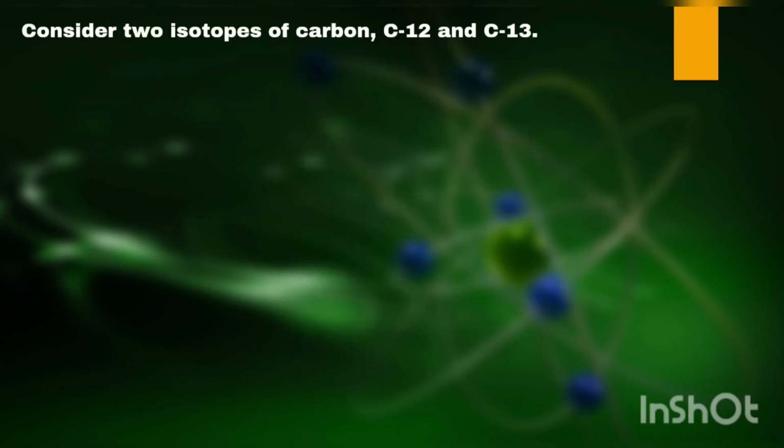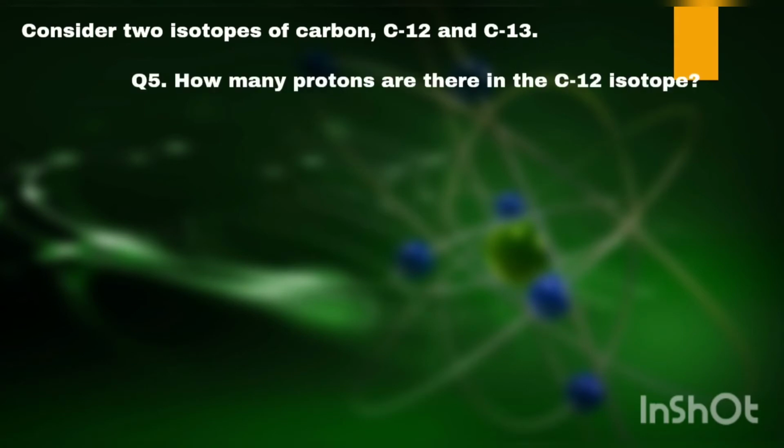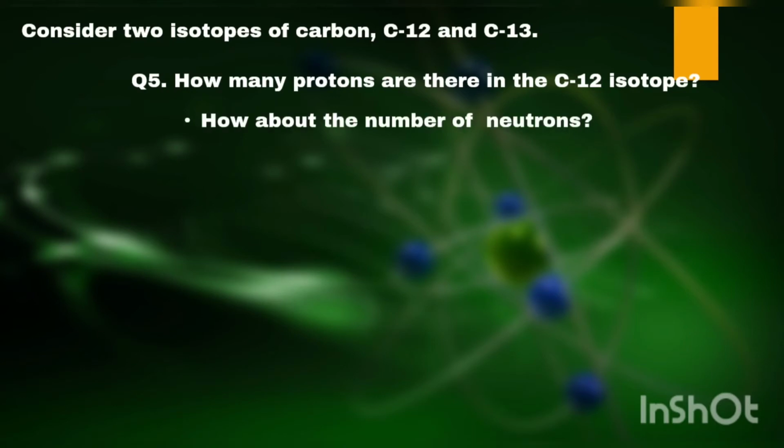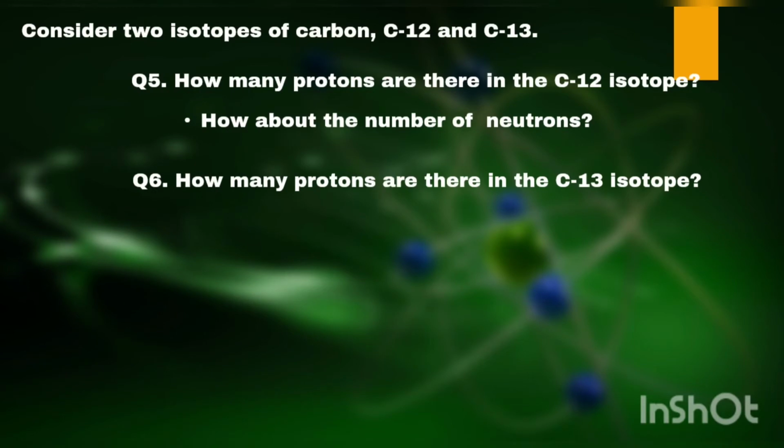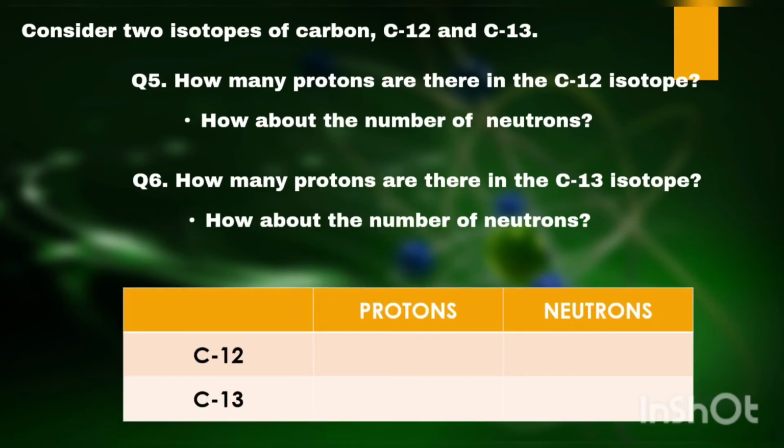Consider these two isotopes of carbon, carbon 12 and carbon 13. How many protons are there in the carbon 12 isotope? How about the number of neutrons? How many protons are there in the carbon 13 isotope? How about the number of neutrons? Okay, let's try to answer. Carbon's atomic number is 6. Therefore, the number of protons for carbon 12 is 6. The number of neutrons is also 6.